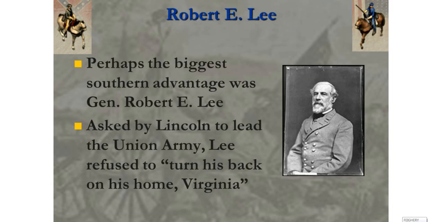Perhaps the biggest Southern advantage was Robert E. Lee, who will become general and will lead the Confederate Army. He was initially asked by Abraham Lincoln to lead the Union Army, but Lee refused because he was from Virginia and he felt that he was unable to turn his back on his home. Robert E. Lee is pictured here.